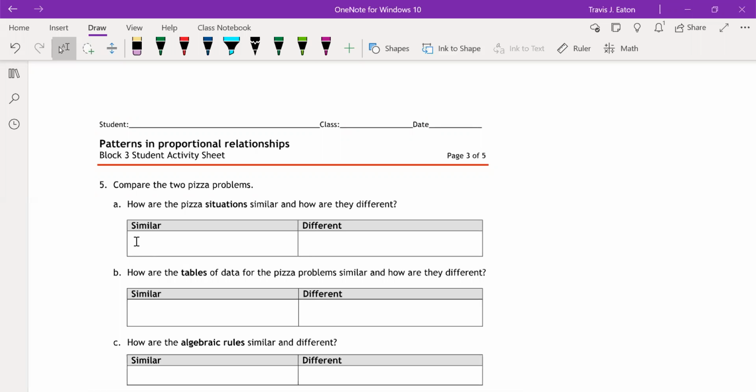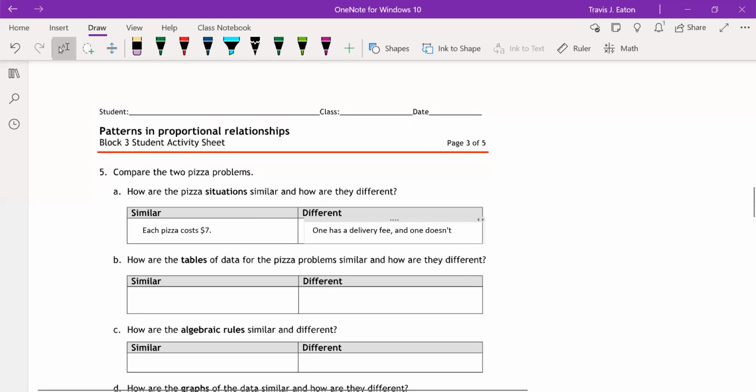Well, they are similar in that, and I'll just type this in, each pizza costs $7 in each situation, right? The cost of the pizza, that's no difference, but there is a difference as far as the delivery charge. And so one of those has a delivery fee and one doesn't, right? I guess I'll put a comma there. Boom.